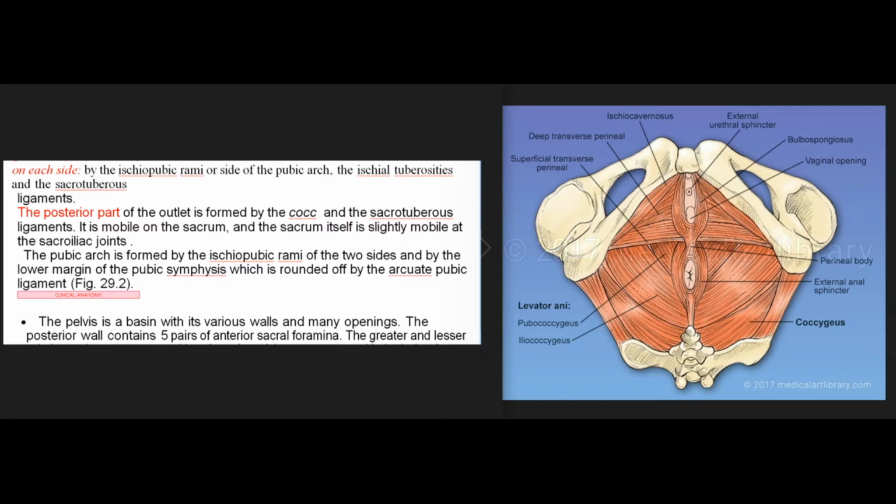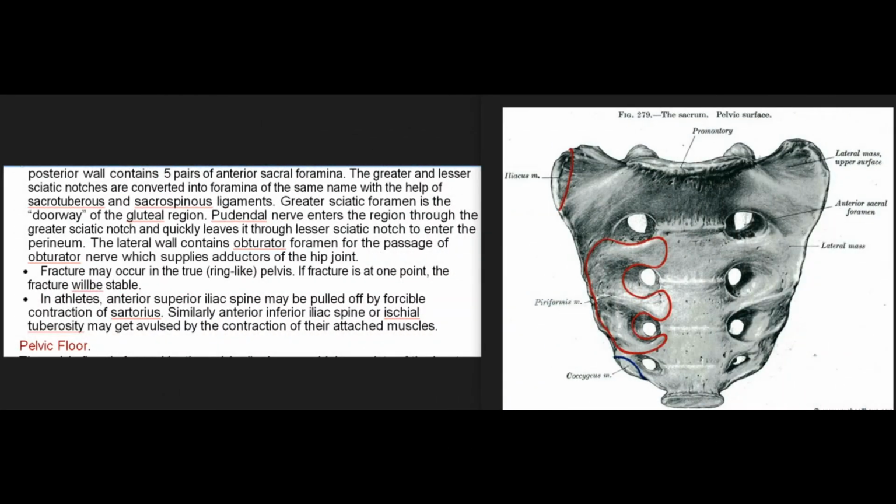The pelvis is a basin with its various walls and many openings. The posterior wall contains 5 pairs of anterior sacral foramina. The greater and lesser sciatic notches are converted into foramina of the same name with the help of the sacrotuberous and sacrospinous ligaments. The greater sciatic foramen is the doorway of the gluteal region.